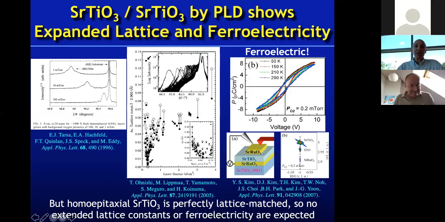And they went a step further. They annealed their films in oxygen. And when they anneal in oxygen, they actually get worse. So the extension gets even higher. So it's not just simply oxygen vacancies in this case.